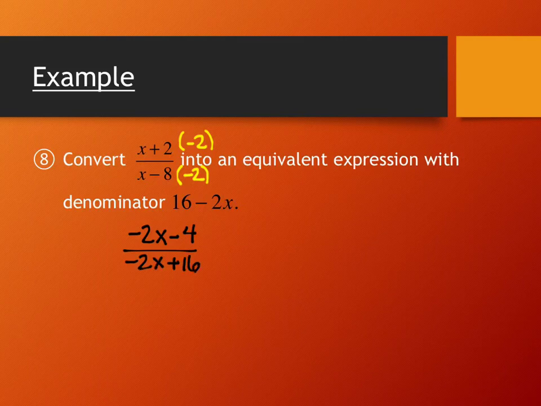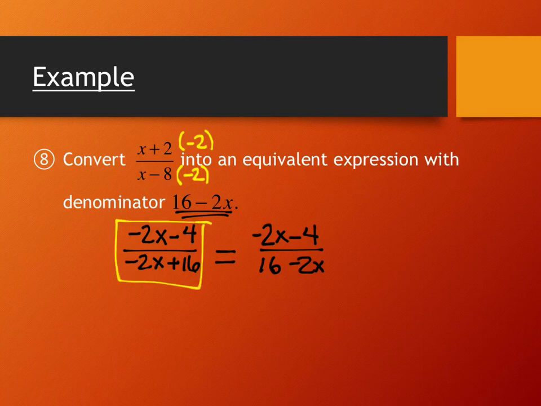Fantastic. And if you wanted it to really look like this denominator, you could switch the addition around in the denominator so that it said 16 minus 2x. Okay? It's the same thing because it's addition, it's commutative. So either of those answers are perfectly fine. So this one or the one on the right.